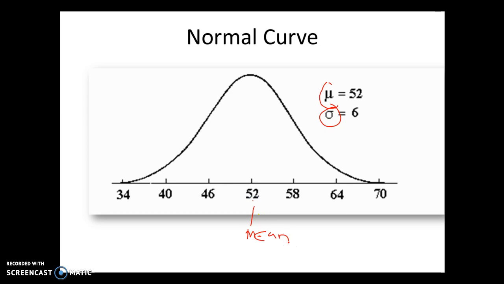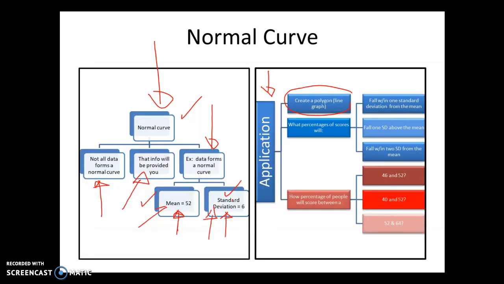And then all we do to get this number, this number, this number, is we simply add 6. So we add 6 to 52 and we get 58. Then we add another 6 to 58 and we get 64. In this direction, we simply subtract 6 from 52 and we get 46, and then 6 from 46 to get 40. Okay? All right. Now, let's get into the questions that sometimes add a certain level of complexity for students.